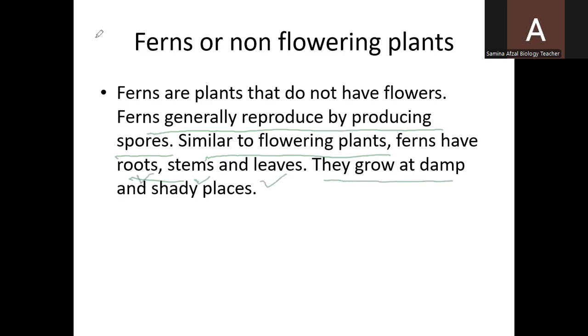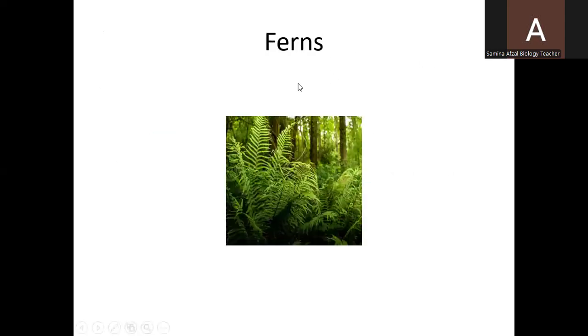They grow at damp and shady places because they need lower temperature. They are non-flowering plants, and they reproduce by spores. On the next slide, you can see the ferns and their habitat, where there is less sunlight, shade, and dampness. The ferns grow at those places.